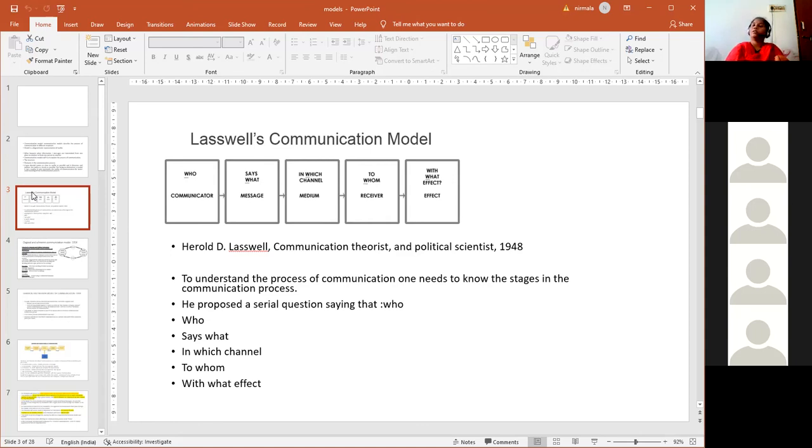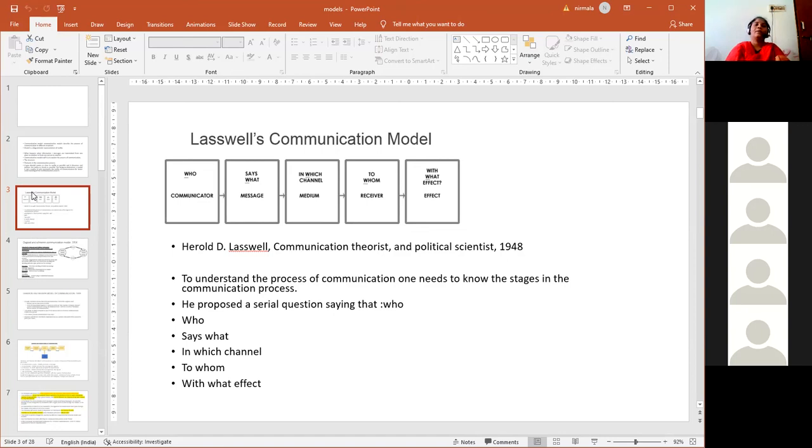So here, who is the communicator, or the one who is initiating the process of communication. What he says is a message. In which channel is the channel or the medium which carries the messages from the source to the receiver. To whom is the receiver of the communication. And with what effect is the measurable or observable change which happens in the receiver after receiving a message from the source. That is what we call the effect. So Lasswell proposed these five elements: who says what, in which channel, to whom, with what effect, as the elements of communication to understand the process of communication.